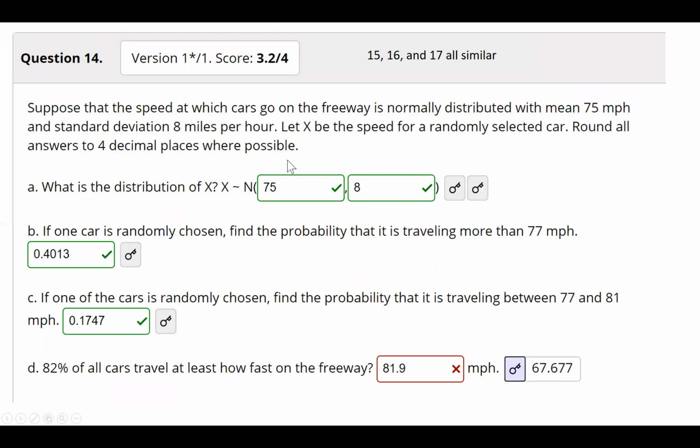Now this one is question 14. I just want to say that the homework questions 15, 16, 17 are very, very similar. It's practically the same stuff, just a different scenario. So here it is. Suppose the speed at which cars go on the freeway, so this is the on-ramp to the freeway, is normally distributed.